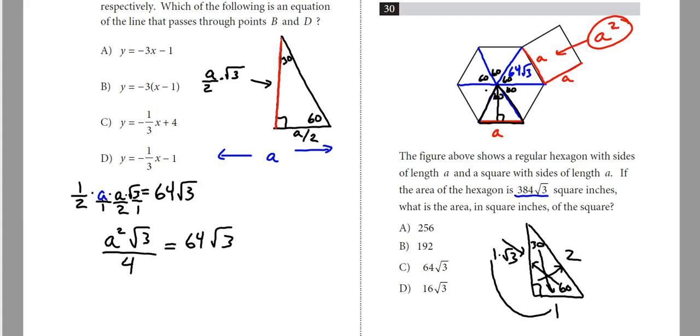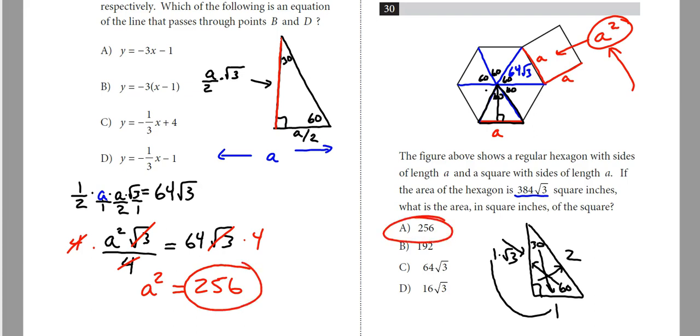So I have a radical 3 on both sides. I'm going to cancel those out. Makes it look a little bit cleaner. Now to get rid of the divide by 4, I'm going to multiply 4 by this side and 4 by that side. And I get A squared equals 64 times 4, which is 256. And hey, that's what we were after. The area of the square was A squared. So I now know the correct answer was 256.